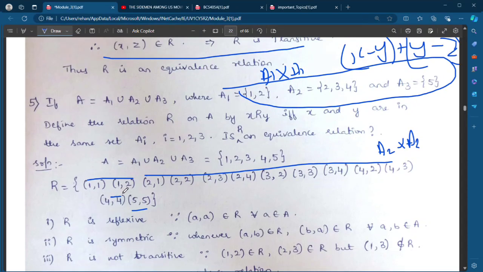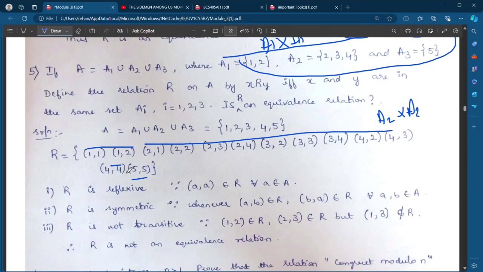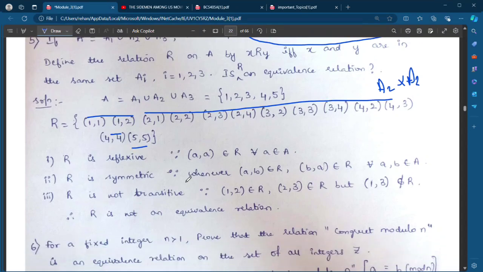This 2 is for A1 cross A1. This whole thing is for 2 comma 2, 2 comma 3, 2 comma 4, then 3 comma 2, 3 comma 3, 3 comma 4, 4 comma 2, like that. Now I have to say if it is reflexive or not. So I have 1 1, 2 2, 3 3, 4 4, and even 5 comma 5. Yes, it is reflexive.